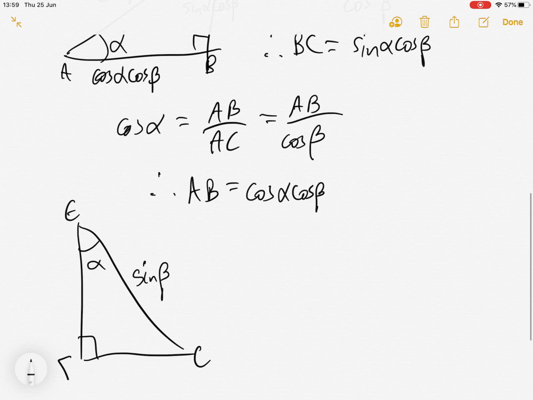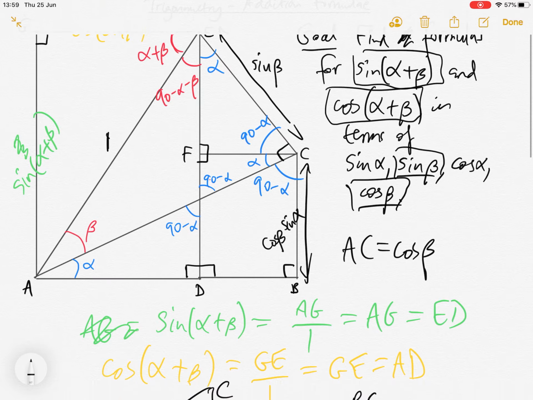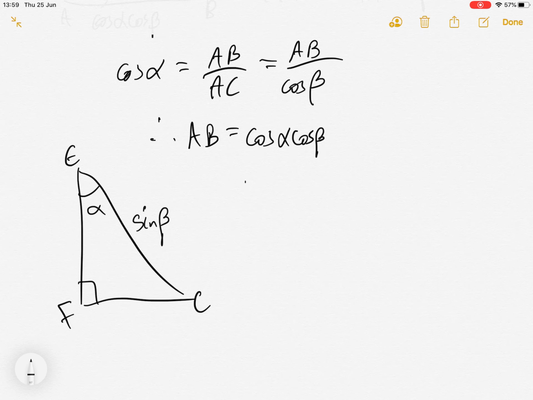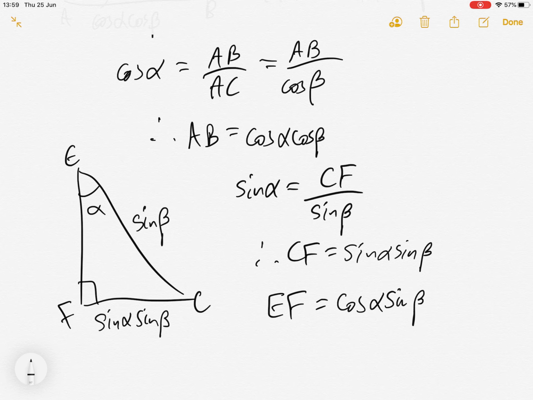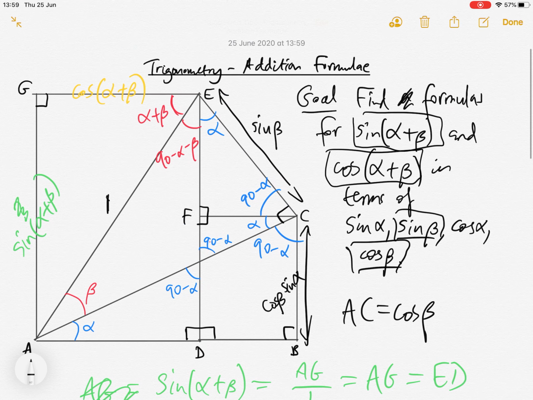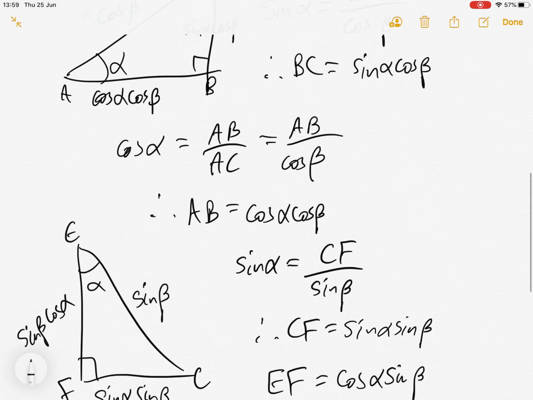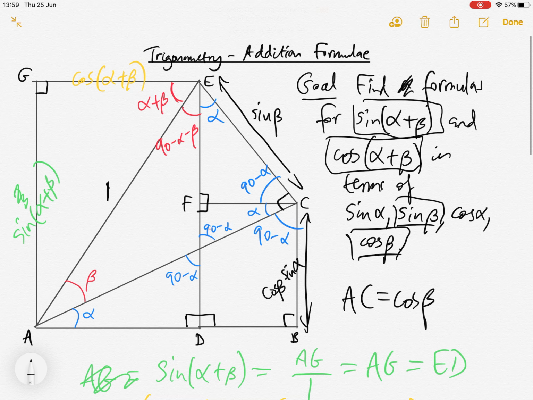So this was E, I think it's like this. And let's work out the other two sides then. So sine alpha is going to be CF over sine beta. So therefore CF is sine alpha sine beta. And by the same reasoning, we can probably guess that the other side you can show is cos alpha sine beta. So we've got this side EF is sine beta cos alpha.